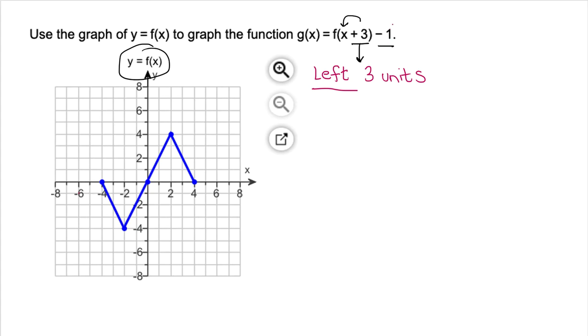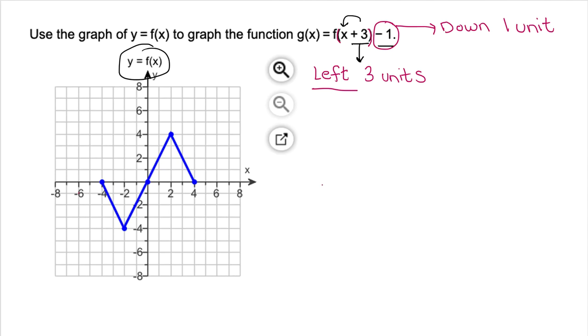Now I'll look at the minus 1. Whenever we have a number being added or subtracted to the overall function, which means it's on the outside of the parentheses, then my graph is either going to move up or down. Here I have a minus 1, so that tells me I'm going to move down 1 unit. So I keep the sign if it's on the outside of the parentheses, and I take the opposite sign if it's on the inside.